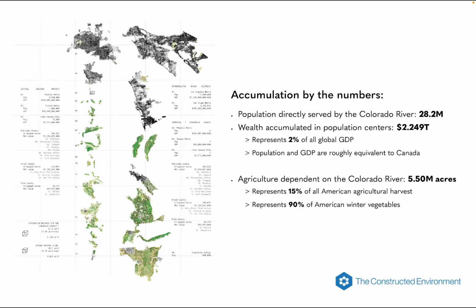If this region were to secede as its own country, its population and GDP would be roughly equivalent to Canada. In terms of agriculture, 5.5 million acres of land are now irrigated by the Colorado River. This represents 15% of all American agricultural harvest, specifically 90% of American winter vegetables.